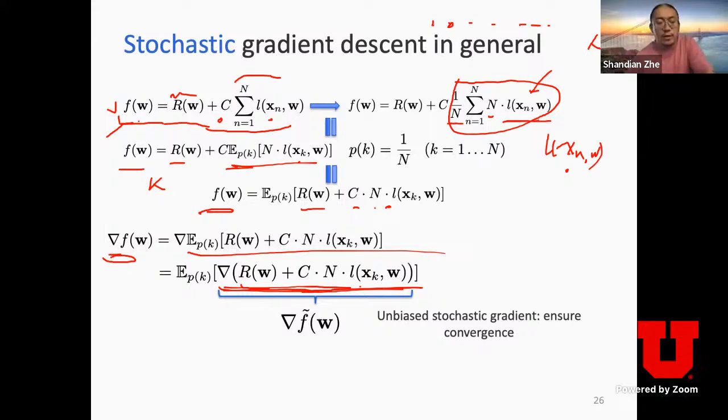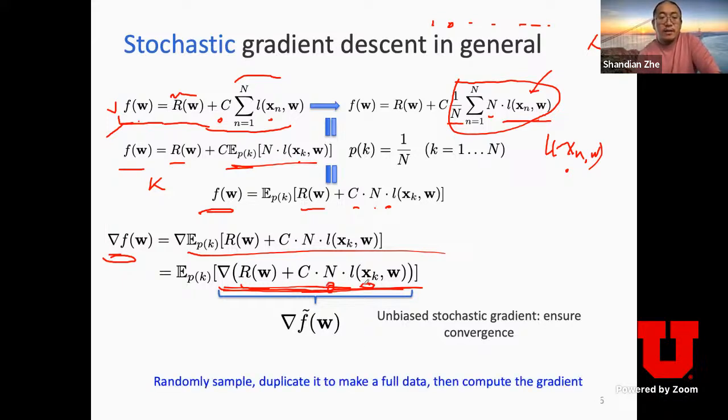So if you take a look at the way to compute this stochastic gradient, I randomly pick xk. Random pick means I have an equal chance to pick an arbitrary data point in this entire data set. And then I calculate the loss at this data point and multiply it by the total number of training examples. This is equivalent to duplicating this example xk to fake the full data set, and then calculating the gradient of the total loss. Doing this gives you an unbiased stochastic gradient.